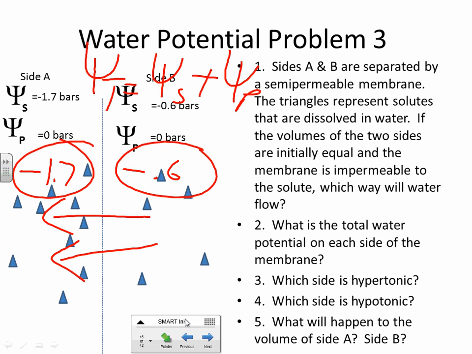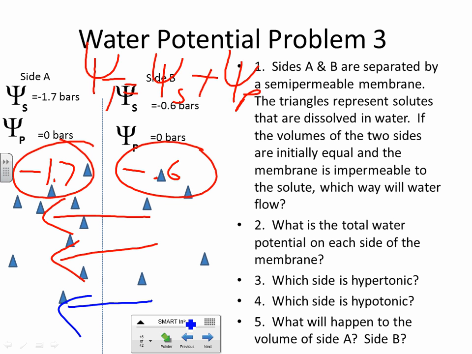We said water moves which way in terms of water potential? Higher to lower. That still tells us it's going that way. Which side is hypertonic? Hypertonic means more solute. So this side's hypertonic on the left. This side's hypotonic. And another way of defining osmosis is it's the movement of water from what to what? Hypo to hyper. All three ways we looked at it said the water's going that way, correct?